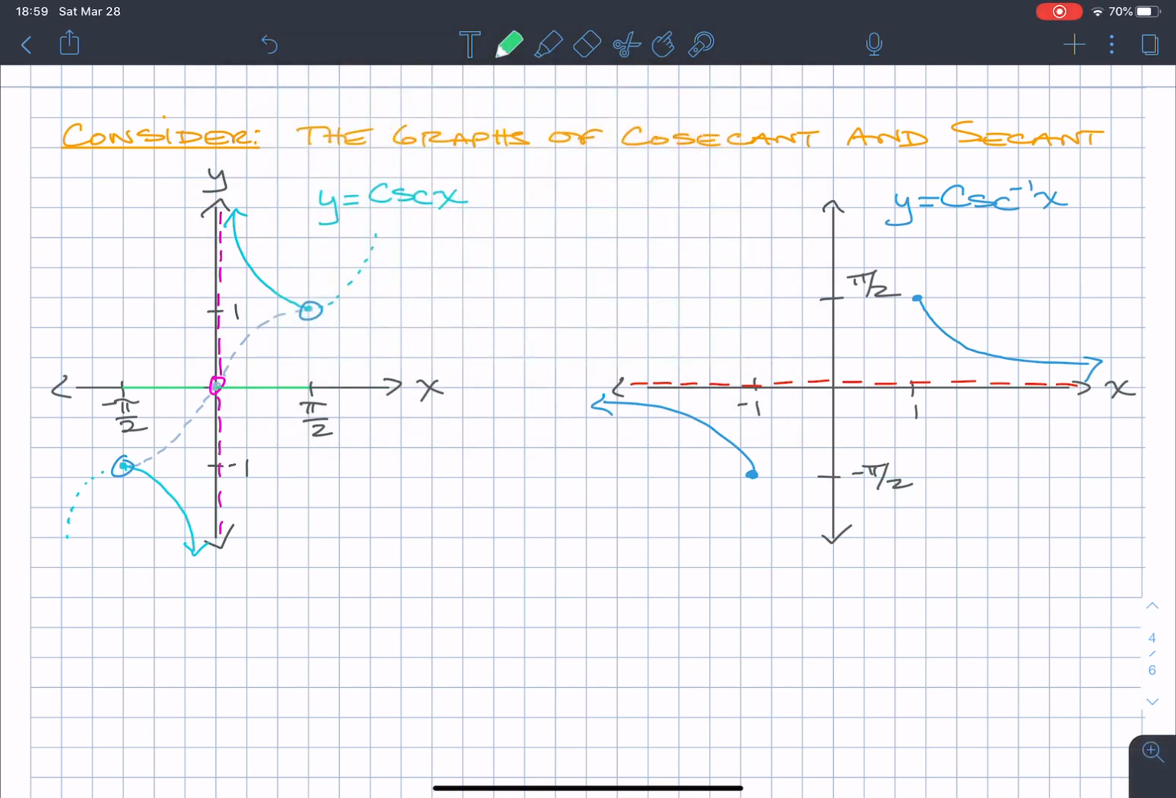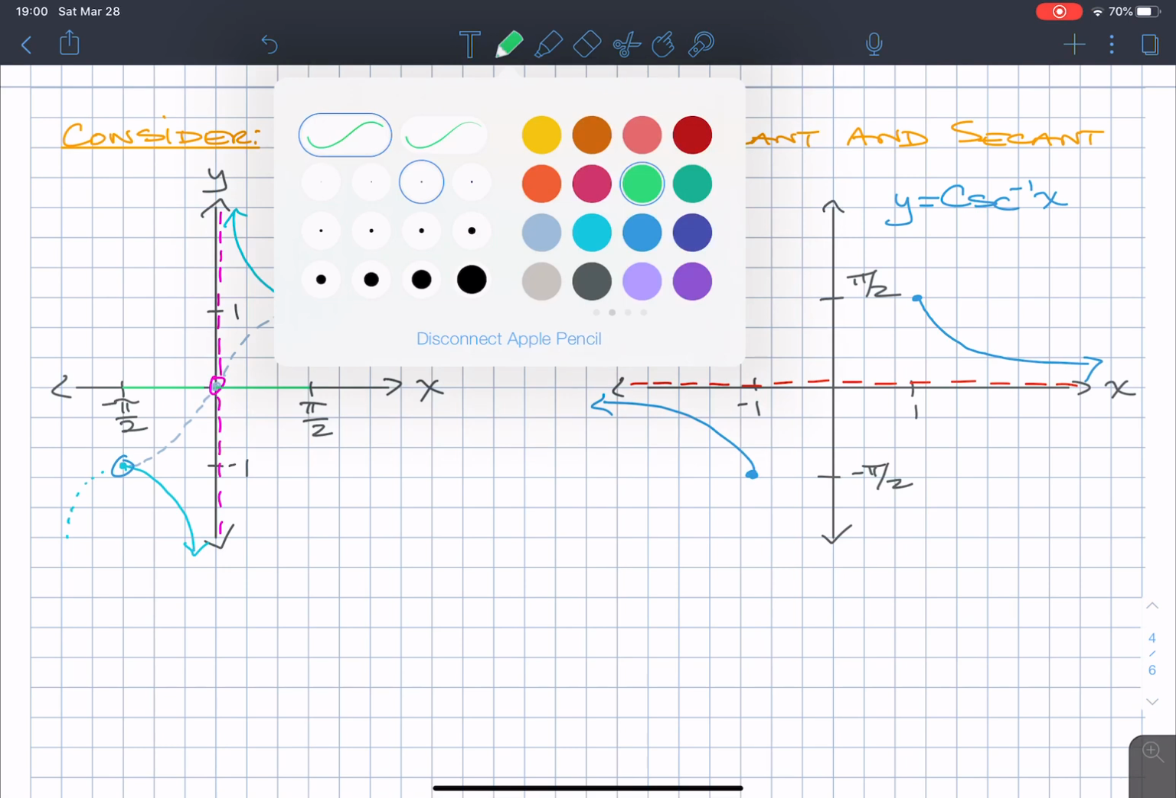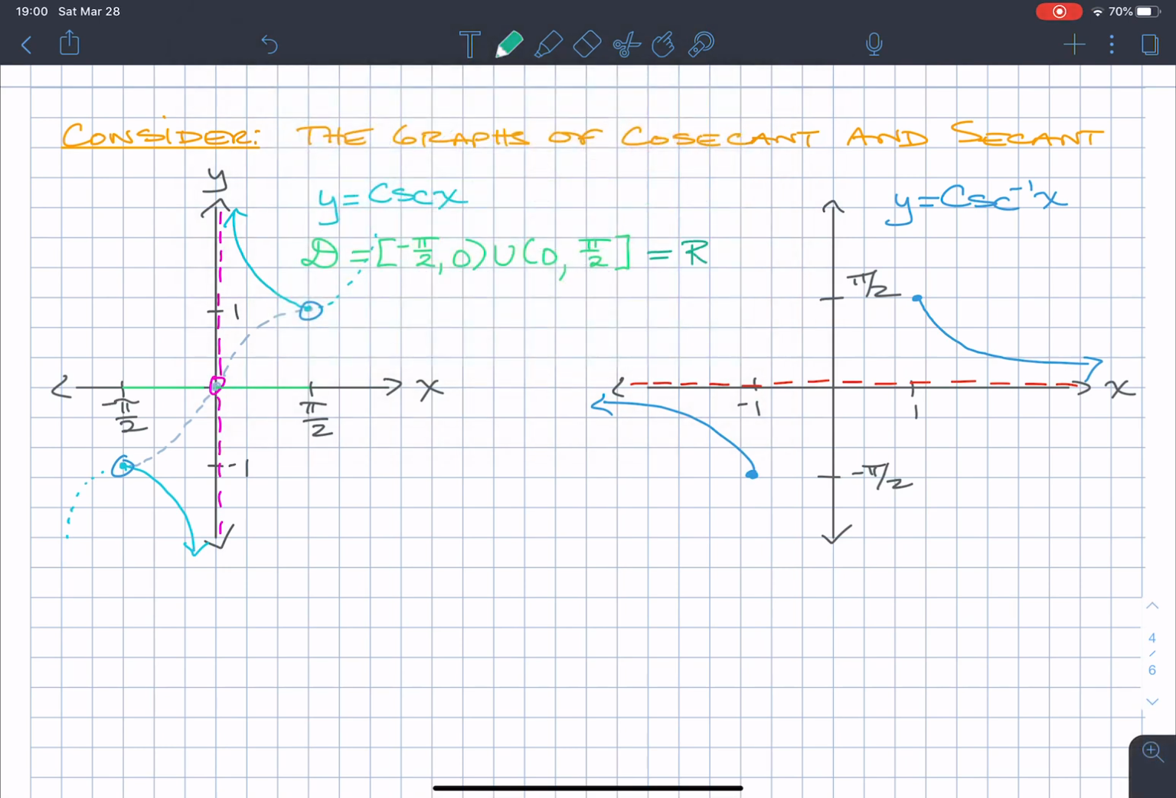So note the domain here. The domain is, actually it includes negative pi over 2. It stops at 0, it does not include 0, starts again at 0, and goes to positive pi over 2 inclusive. And that's actually the range of the inverse function. Let me draw that a bit more curvy. Okay, so notice the range is going to exclude the region between negative, sorry, what am I saying? Yeah, the range of this.